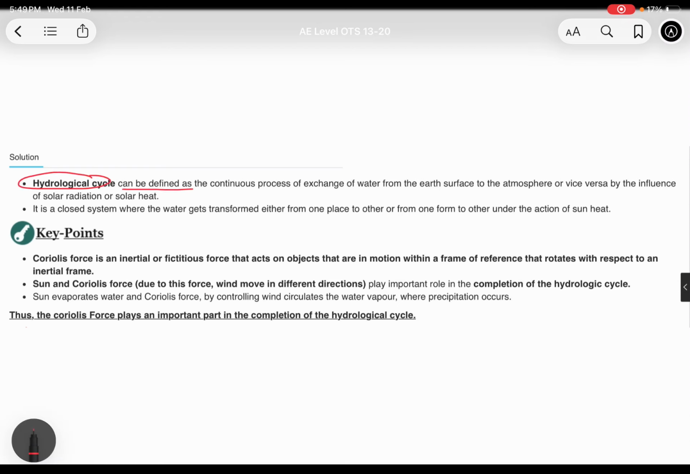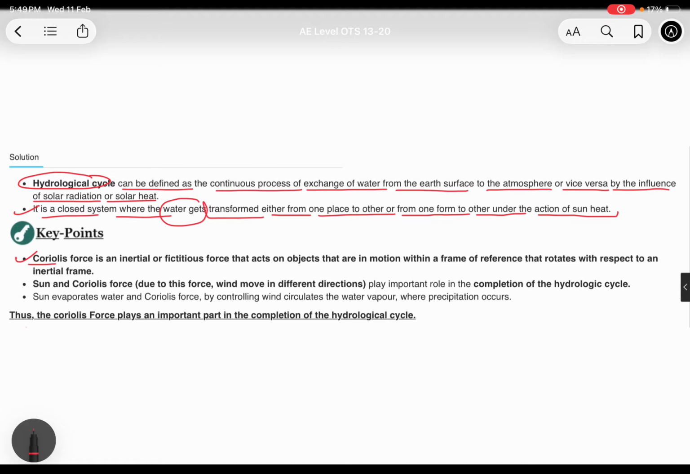The hydrological cycle can be defined as the continuous process of the exchange of water from the earth's surface to the atmosphere or vice versa by the influence of solar radiation and solar heat. It is a closed system where the water gets transformed either from one place to another or from one form to another under the action of sun heat.